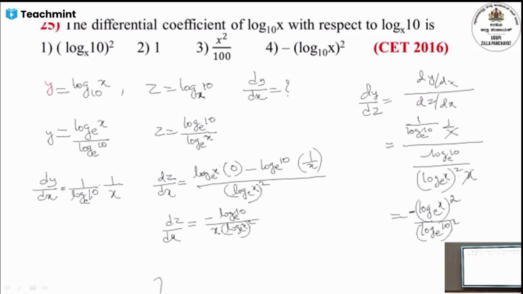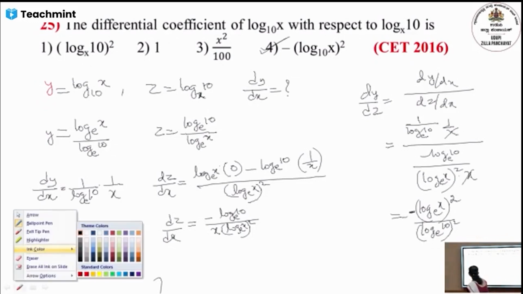Again here, what you can see is, there is a negative sign. A negative sign is there in only one option. Therefore, that should be the option. Others cannot be the option. See?